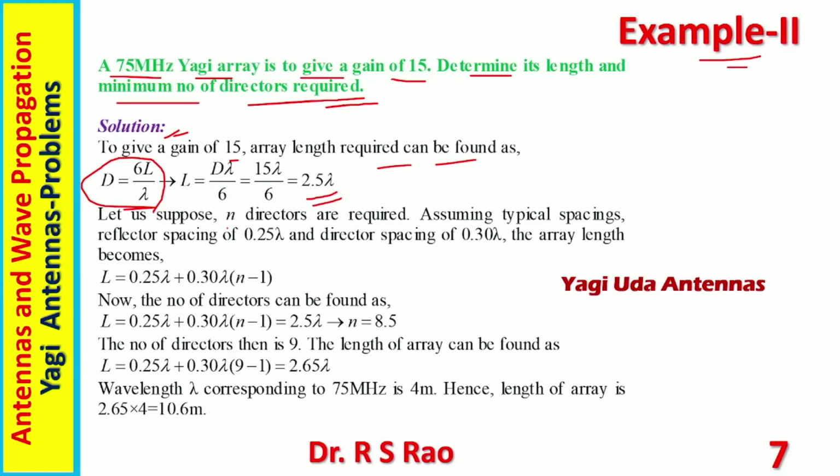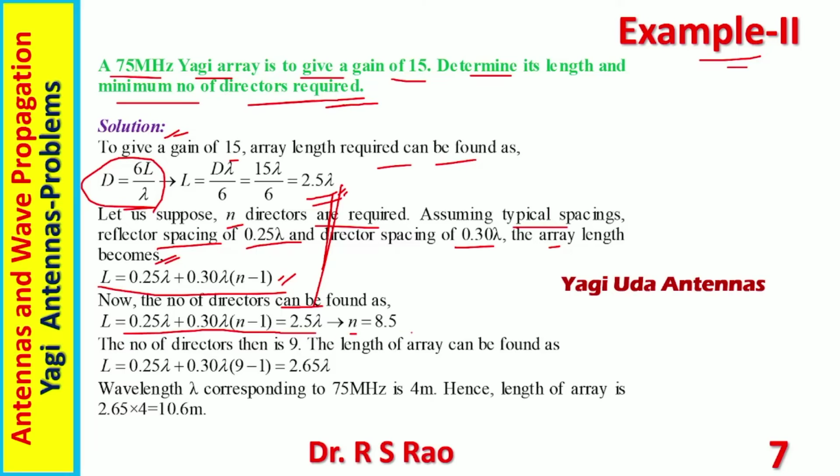Let us suppose n directors are required. Assuming typical spacings, that is reflector spacing of 0.25 lambda, director spacing of 0.30 lambda, the array length becomes 0.25 lambda plus 0.30 lambda (n minus 1). Now, number of directors can be found by equating the length found from the spacings and the length found from gain. These two lengths. By equating these two lengths, we have an equation.